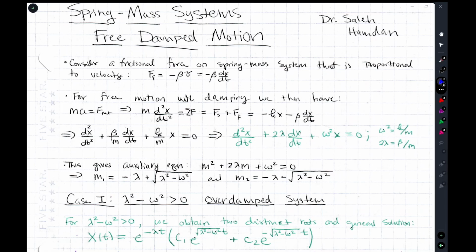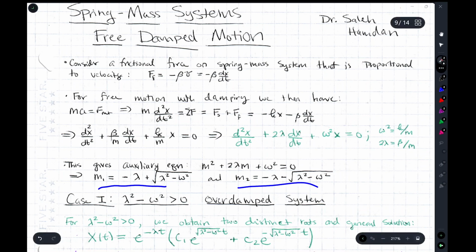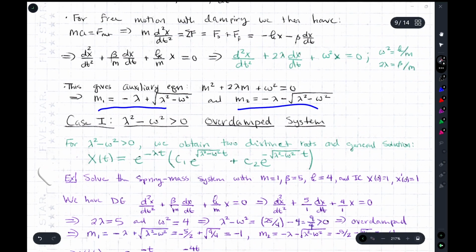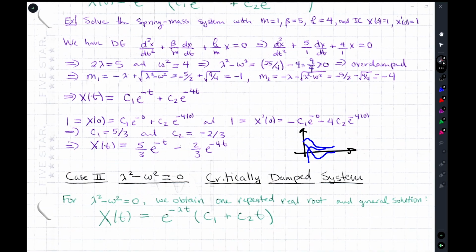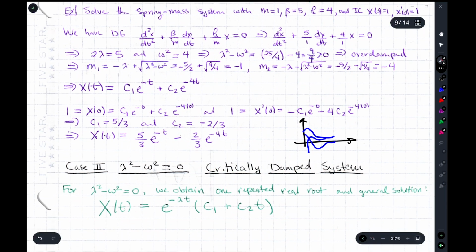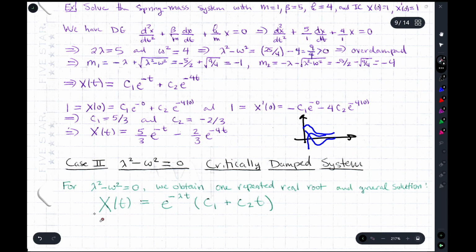So continuing with the free damped motion, we looked at various situations. We looked at the overdamped system where we had lambda squared minus omega squared strictly greater than 0. And now we'll consider the situation where lambda squared minus omega squared is 0. And this system is called critically damped. Okay? Here we obtain one repeated root and we get this general solution.